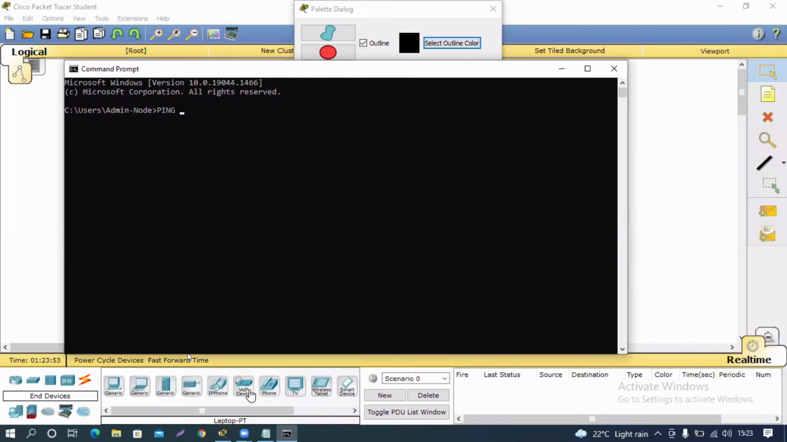Now, ping basically stands for packet internet groper. And we are utilizing it in order to do this checking, to find out whether our system is capable of sending and receiving information via its NIC card or not. So ping you can always use in order to check that.